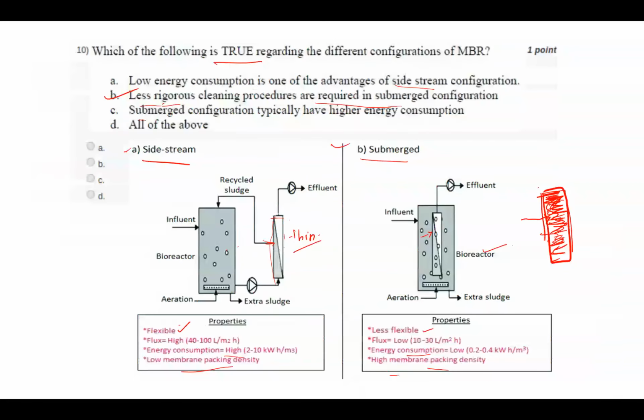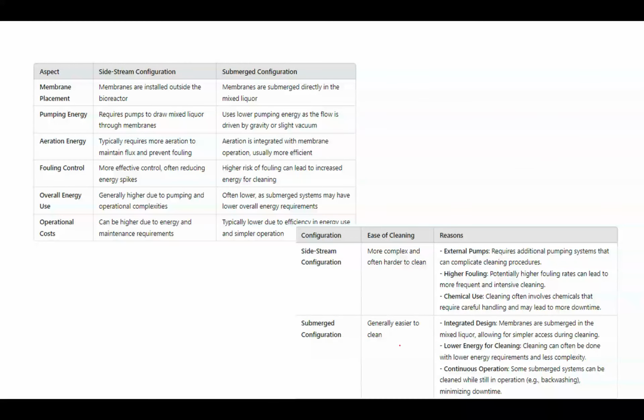And also here it is not the cleaning of the membrane. Here you can see it is saying about the whole system, right? Less rigorous cleaning. So I have given here easier to clean. In the submerged configuration, it is the integrated design. Membranes are submerged into the mixed liquor, allowing simpler access during the cleaning. So cleaning can often be done with lower energy requirement. Continuous operation: it can be cleaned while the system is running. So you have heard about backwashing.